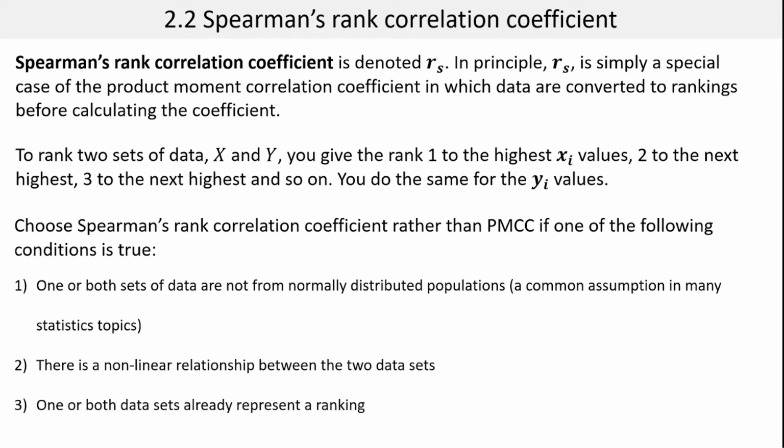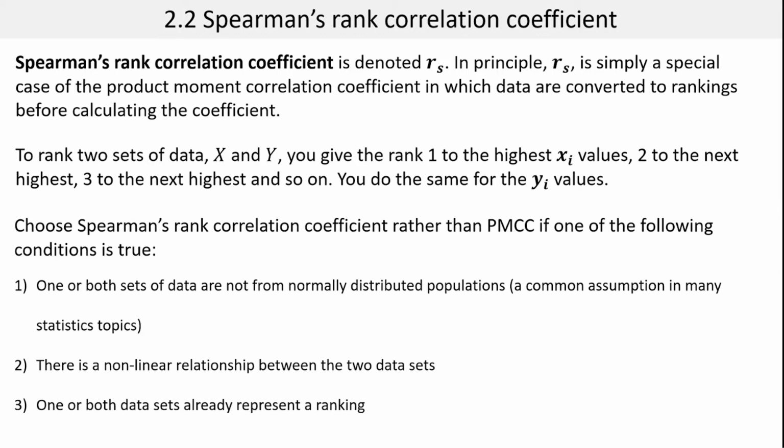You will usually be told to apply Spearman's rank, but here are the reasons when we would. 1, if one or both of those data sets are not from a normally distributed population. 2, if there's a non-linear relationship between the two data sets. And 3, because one or both of the data sets have already been ranked, meaning we've lost the original data for one of those sets. We know the order, but we don't know the original data.